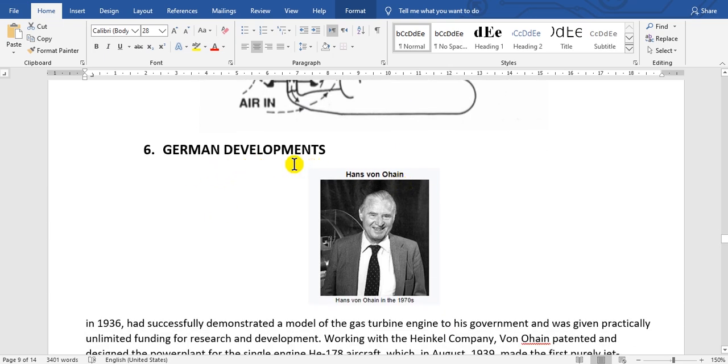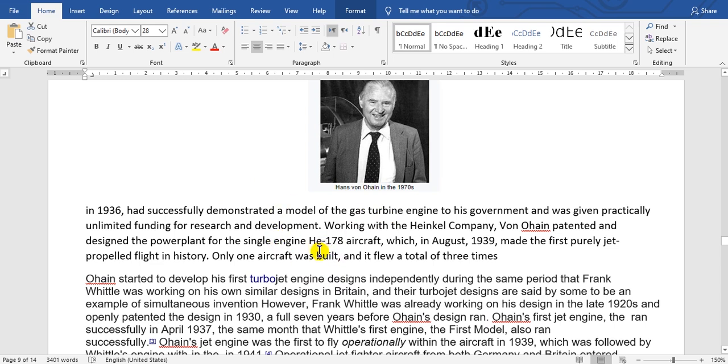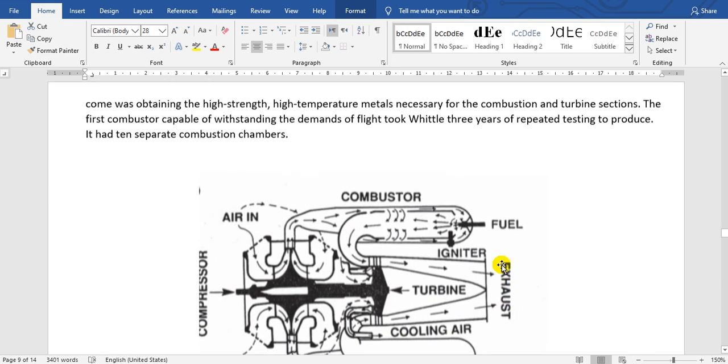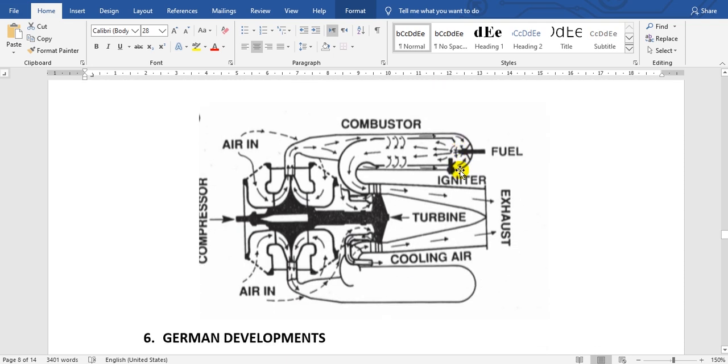This is the German engineer, and the government helped him with funds to continue his invention. But Whittle, the government didn't help him. So some friends encouraged him to complete his project with a private company. Okay.